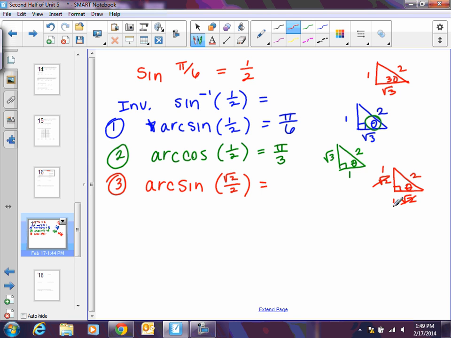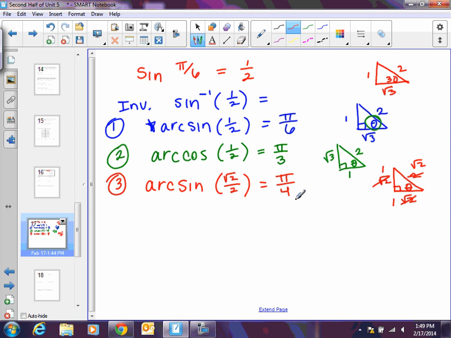Usually, on these isosceles triangles, you see it like this: 1, 1, root 2. Although I'll tell you, as long as these two sides are the same, this angle is always what? Pi over 4, 45 degrees.